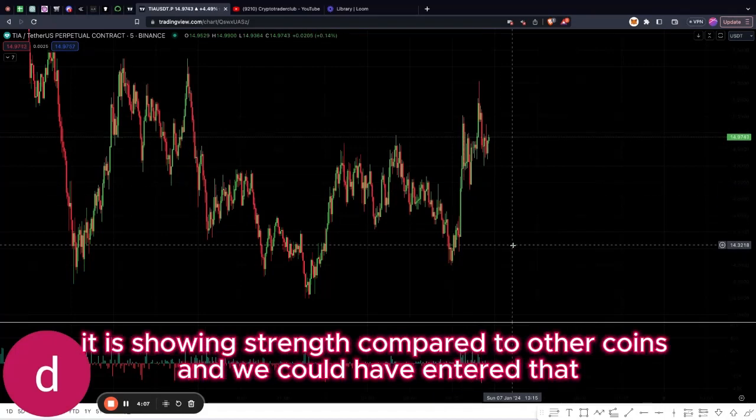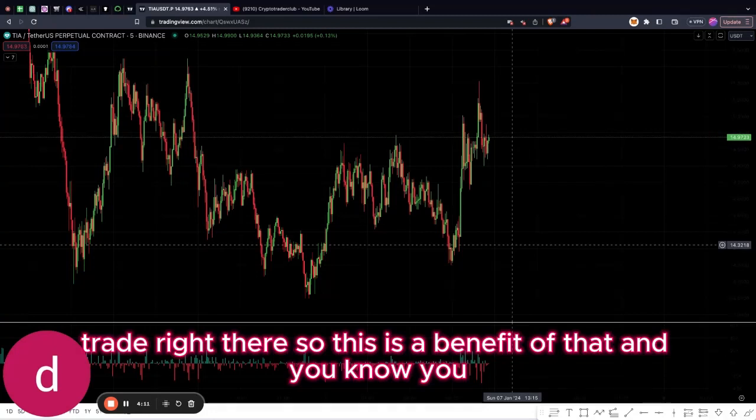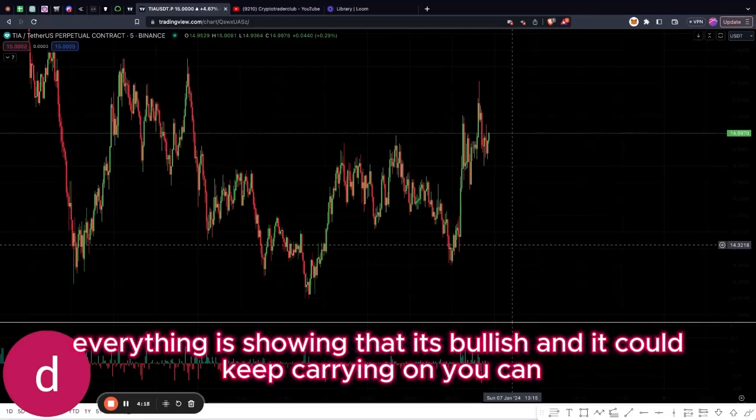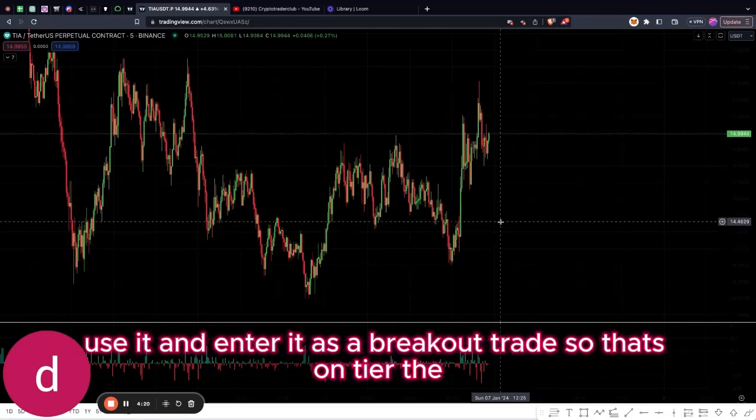It's showing strength compared to other coins, and we could have entered that trade right there. So this is a benefit of that, and you can ride these. You don't have to always wait for pullbacks. If everything's showing that it's bullish and it could keep carrying on, you can enter as a breakout trade. So that's on TIA.